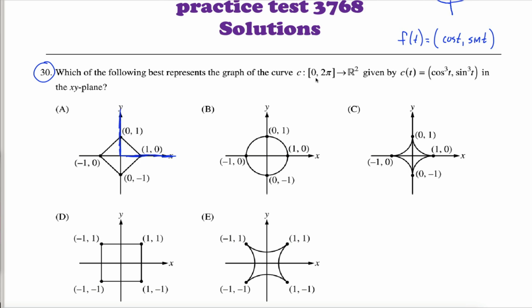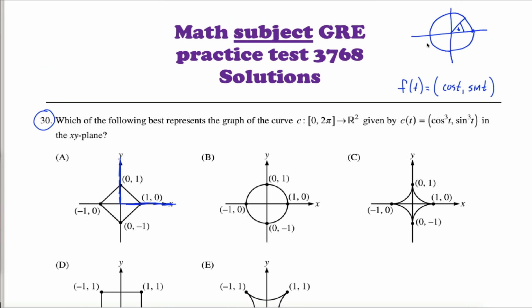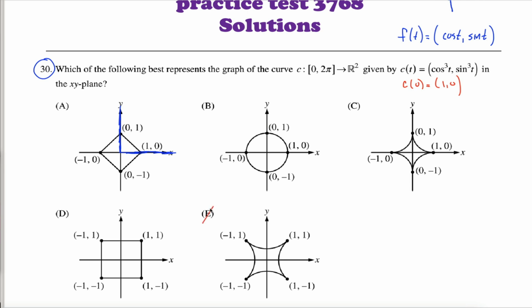So what are some values between 0 and 2 pi that will get mapped into the first quadrant? Well, I know that if t is equal to 0, since the cosine of 0 is 1 and the sine of 0 is 0, and 1 cubed is 1 and 0 cubed is 0, c of 0 is going to get mapped to 1, 0. I guess that alone allows me to eliminate choice E here, right? Because if this is 1, 1 and this is 1, negative 1, 1, 0 would be right here, and this point is not on the graph.